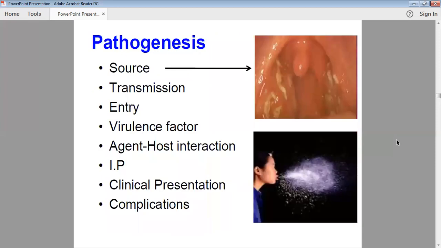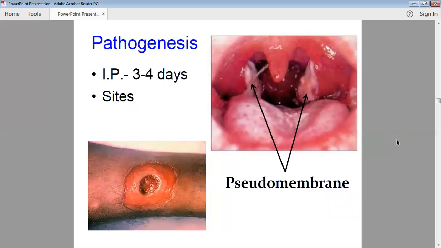Incubation period, virulence factor, and agent-host interaction. The virulence factor I told you is diphtheria toxin. The bacteria multiply in the throat and other parts, and they secrete a toxin. The toxin enters the blood, causing toxemia, and the most important target site is the myocardium, causing myocarditis. The incubation period is 3 to 4 days, not more than a week. It is less than 1 week.